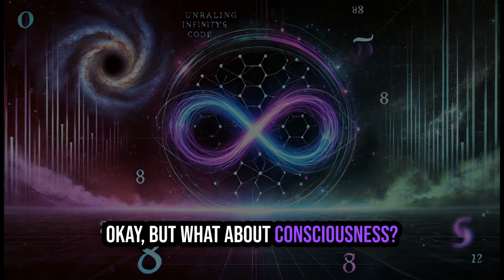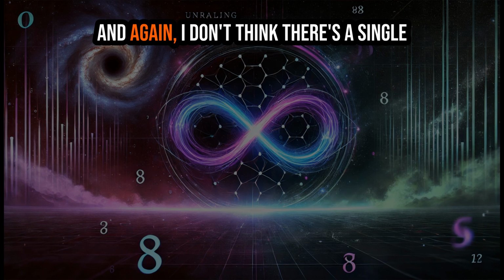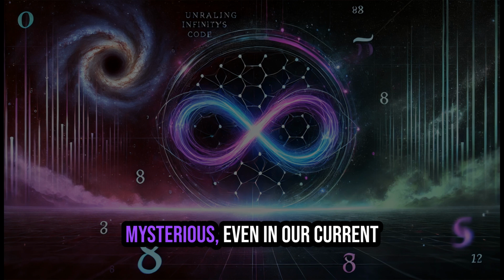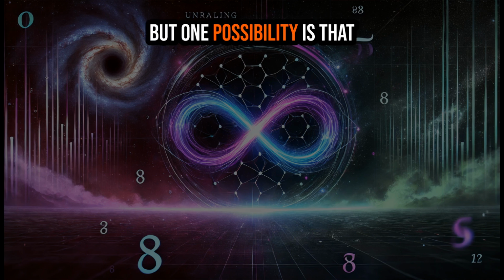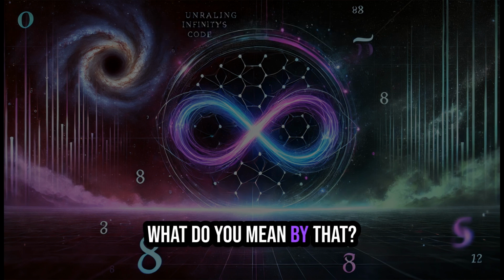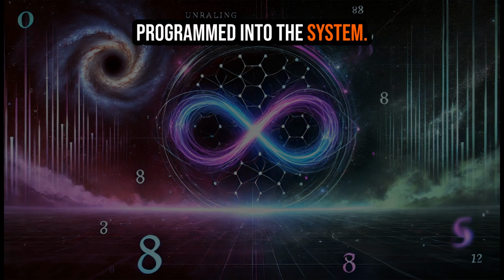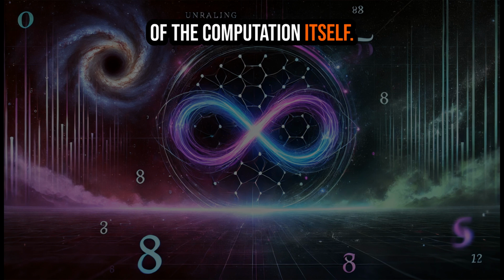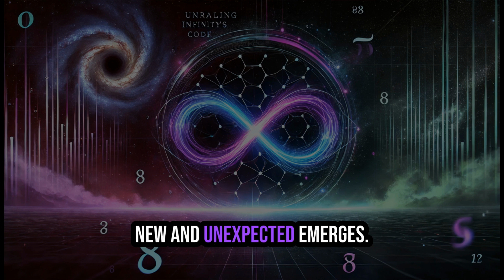Okay, but what about consciousness? Where does that fit into a computational universe? That's another big one. And again, I don't think there's a single answer that everyone agrees on. Yeah, consciousness is still pretty mysterious, even in our current understanding of the universe. Absolutely. But one possibility is that consciousness is an emergent property of computation. Emergent property. What do you mean by that? It means that consciousness isn't something that's explicitly programmed into the system. It's something that arises spontaneously from the complexity of the computation itself. So it's when you have a bunch of simple parts interacting with each other, sometimes something new and unexpected emerges.